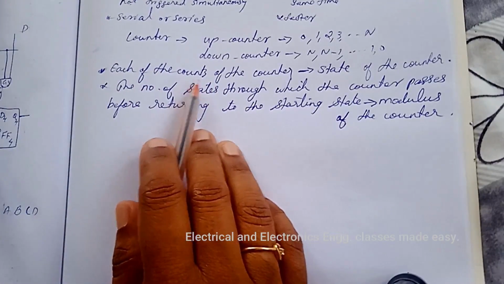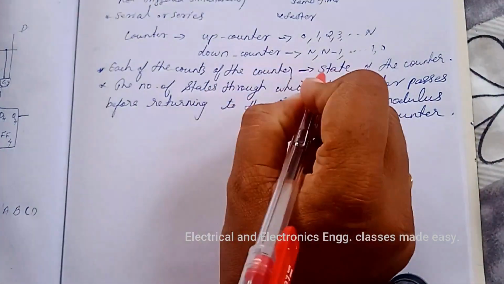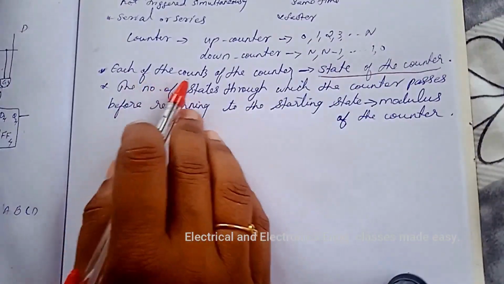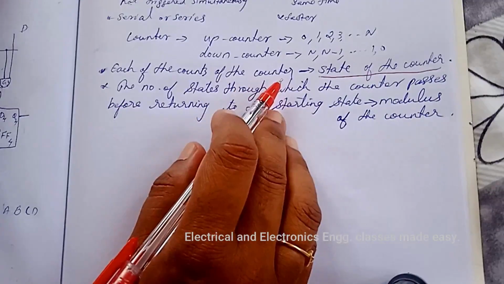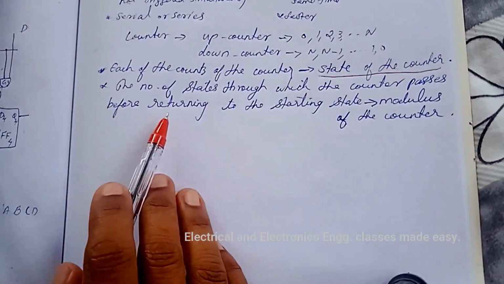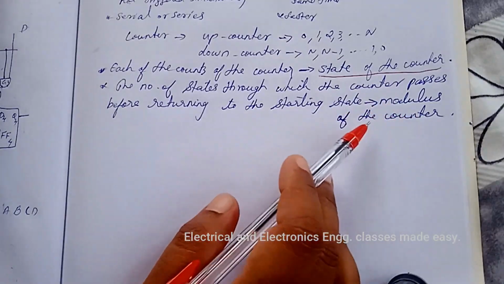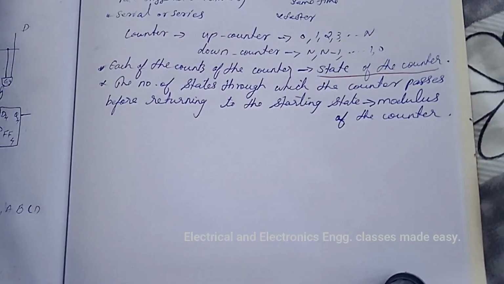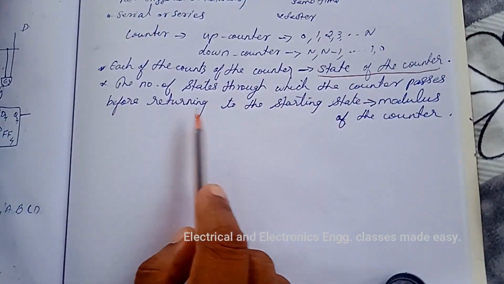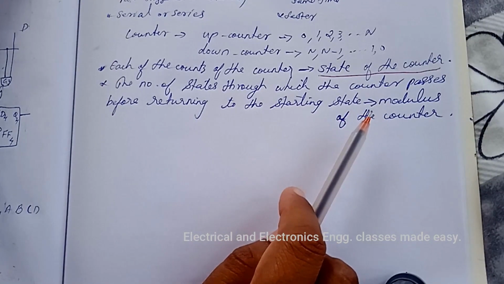Each of the counts of the counter is called a state of the counter. So the state of a counter means the count of the counter, and the number of states through which the counter passes before returning to the starting state is called the modulus of the counter.